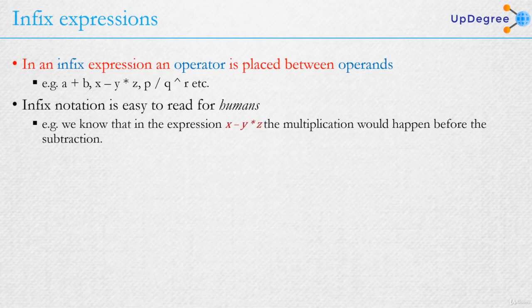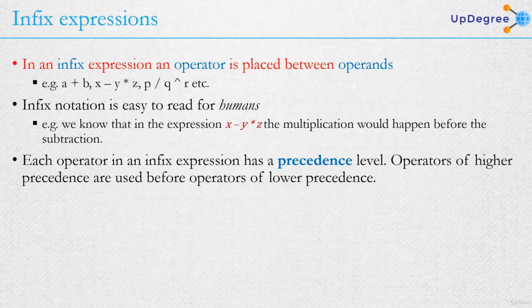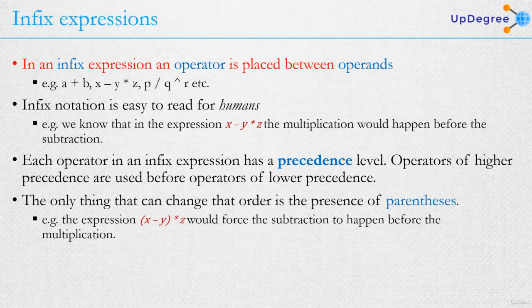This is easy to read for humans, and we know that the expression x minus y star z will happen in this order, that the multiplication would occur before the subtraction. This is because each operator in an infix expression has a precedence level. Operators of higher precedence are used before operators of lower precedence. For example, in the expression x minus y star z, multiplication has a higher precedence than subtraction, so multiplication would happen before subtraction.